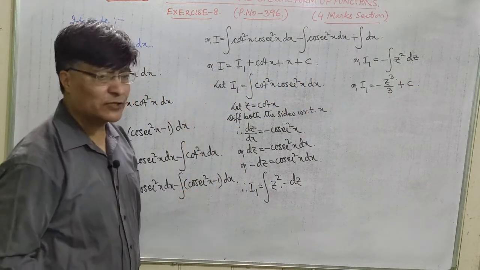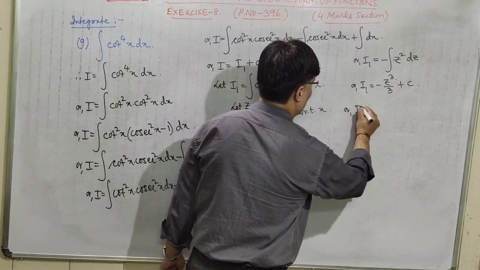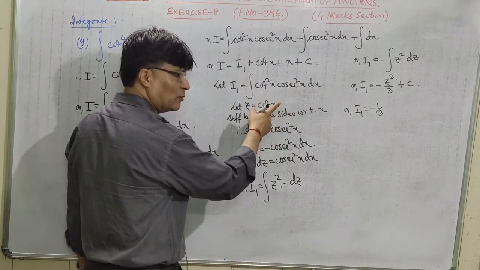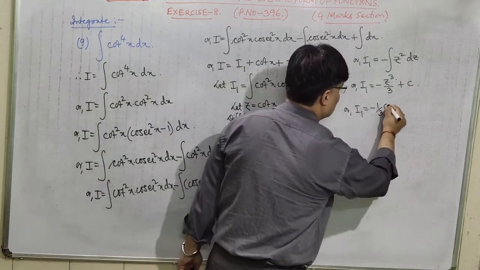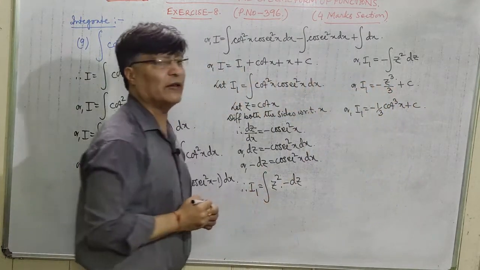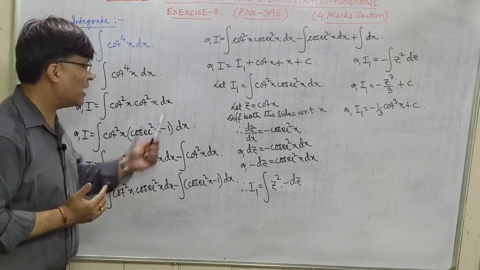So now what is the value for z? Actually z is cot x. So I1 is equal to minus 1 upon 3 into z cube. Since z is equal to cot x, z cube is cot cube x, plus c. But this is the value for only I1, and in this case we have to get the value for I.